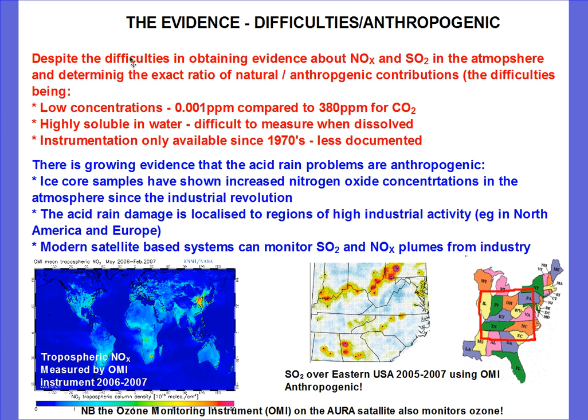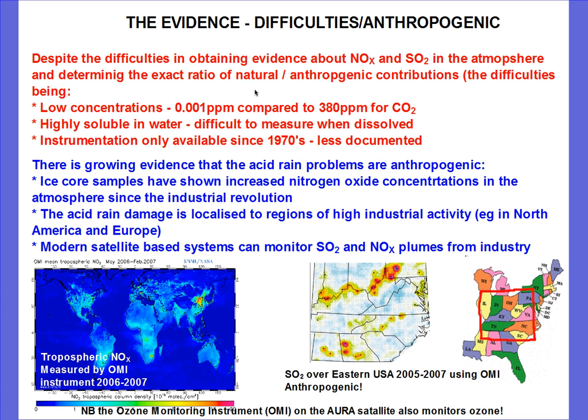Well, the first thing I like to say is, despite the difficulties in obtaining evidence about nitrogen oxides and sulfur dioxides in the atmosphere and determining the exact ratio of natural to anthropogenic contributions, and the difficulties being that they're in low concentration, that they're highly soluble in water so it's hard to measure them, and that instrumentation is only around for 50 years so we haven't got a long track record of instrumentation.